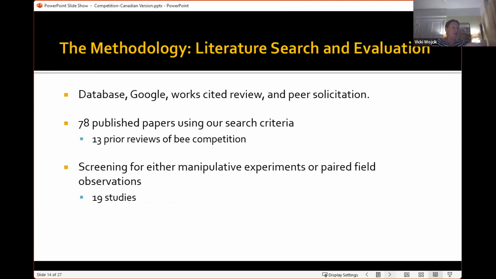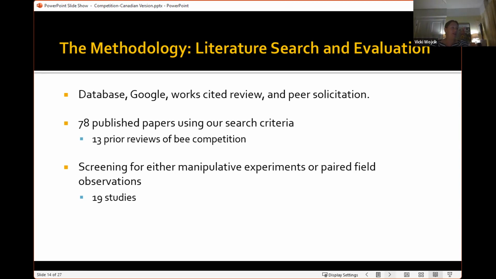So just a quick overview of what we actually did for this study: we did a pretty extensive database search, as well as peer solicitation of research articles that might be in thesis publications that don't make it into some of the search engines. And we ended up with 78 published papers that match the criteria of claiming to be studies on bee competition.